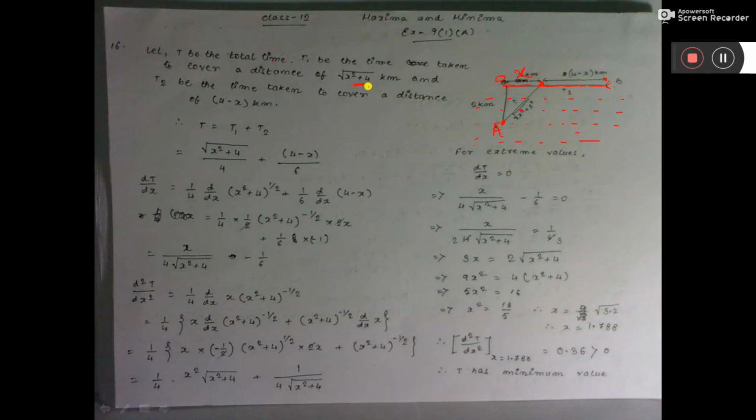Now see, by Pythagoras theorem, since this is 2 kilometer given, we can write this distance equal to root over of 2 square plus x square. So this is the distance, root over of 2 square plus x square. Now see, this distance is 2 kilometer, and this one I consider x kilometer. The total distance is 4, so this portion will be 4 minus x kilometer.